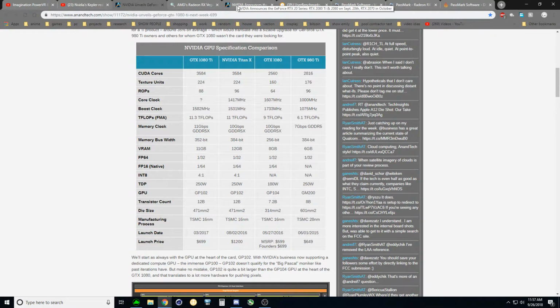Between the 1080 Ti and the 1080 rather. So 9 teraflops versus 13 teraflops. We're looking at a 1.4 multiplier.